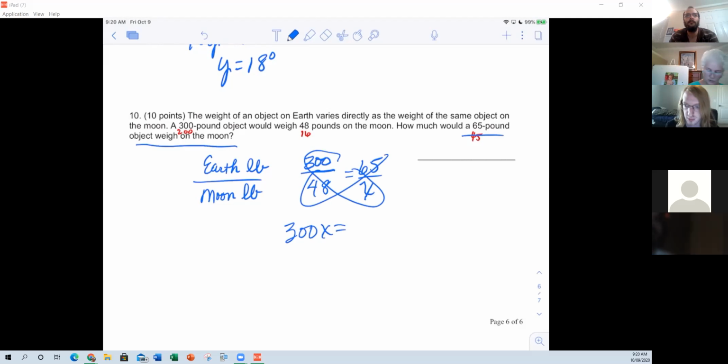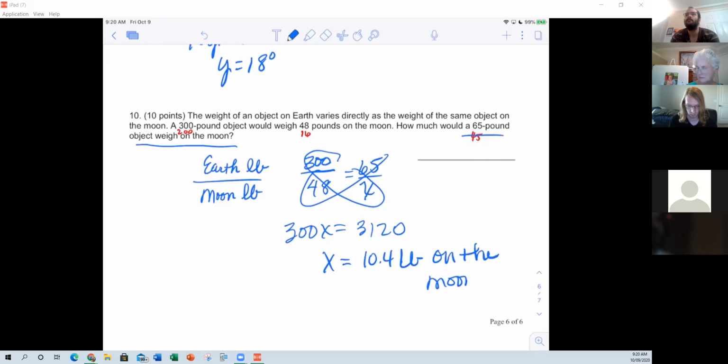Which is 3120 divided by 300. And you get 10.4. That was one way to do that. Would anyone like to go back over anything else?